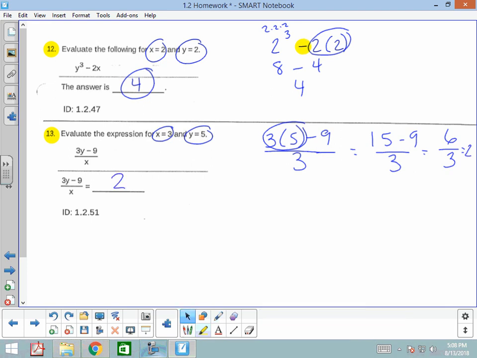All right, so those are how I want you to show your work, especially on problems 3 through 13. Remember, you need to memorize those perfect squares for problems 1 and 2.